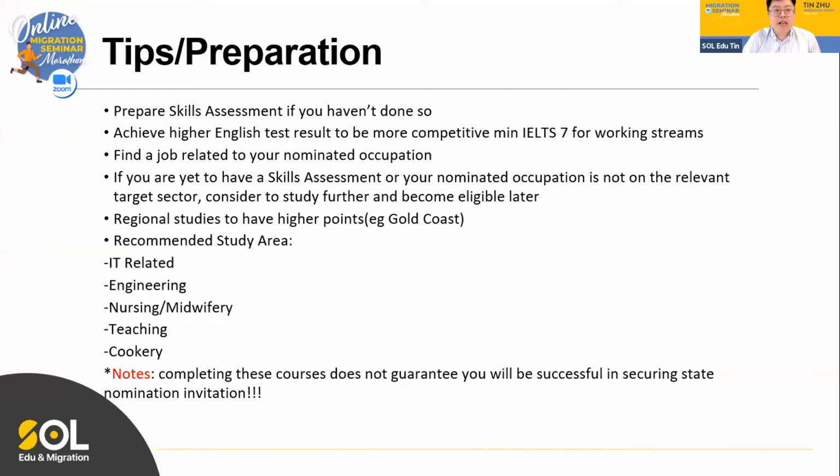And if you didn't study anything related to migration or you can't pass the skill assessment, you can consider studying something related to IT, engineering, nursing, midwifery, teaching, cookery, and etc. So probably Sam later on will talk about these popular courses over at Griffith University. But again, completing all these courses does not guarantee you will receive a successful invitation from the Migration Queensland state nomination. You still need to put a lot of efforts to achieve higher English level, try to get a job, and if you don't mind, just move to regional area to have extra points and extra 45 visa to prepare for the state nomination. And yes, this is the tips.